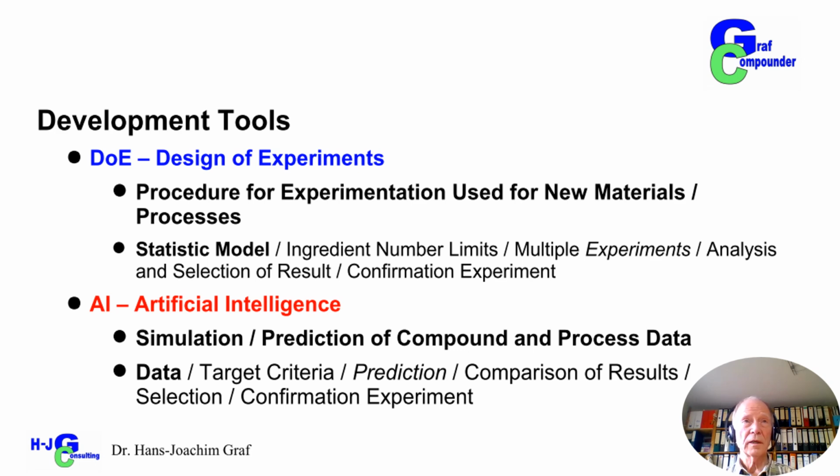Two key methods are in focus. First, the statistic experimental design technique, known as design of experiments, or DOE as its abbreviation. This method allows experiments to be systematically planned and statistically evaluated. Secondly, artificial intelligence. Here, existing data is used to make predictions and even simulate material properties. Both approaches help to significantly increase the efficiency of rubber development processes.